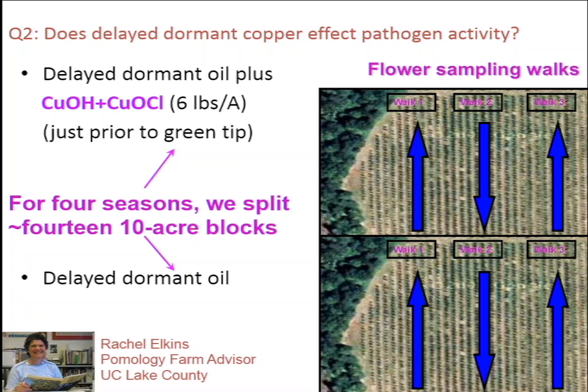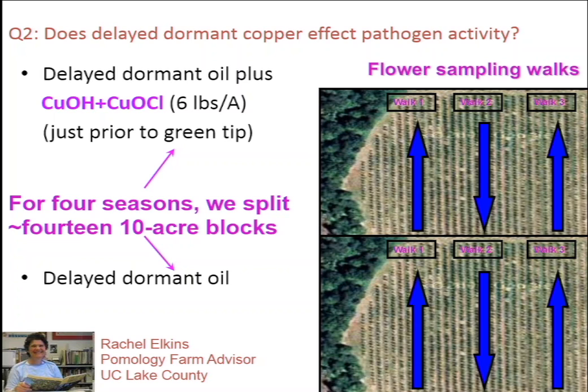So this material is applied. We applied it along with the normal delayed dormant oil. So our treatments were essentially the copper tank mixed with the oil and the oil alone, but the oil plays no role in the fire blight control. It was strictly a convenience to put the copper in the tank with the oil that was already going on the field. So this is the rate that we use.